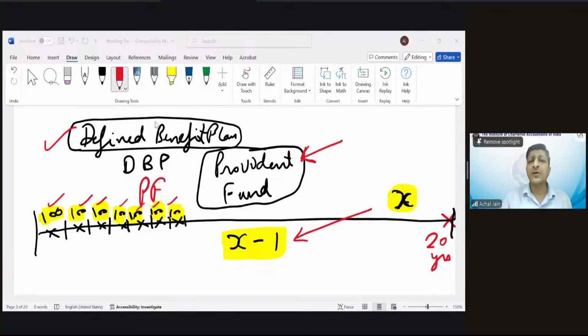I think Khushi has a query. Yes, Khushi, please go ahead. What is your query? Khushi, please explain. Yes, please pick up. Sir, I had a doubt: what will be the case if the employee leaves the organization before the end of the retirement period?